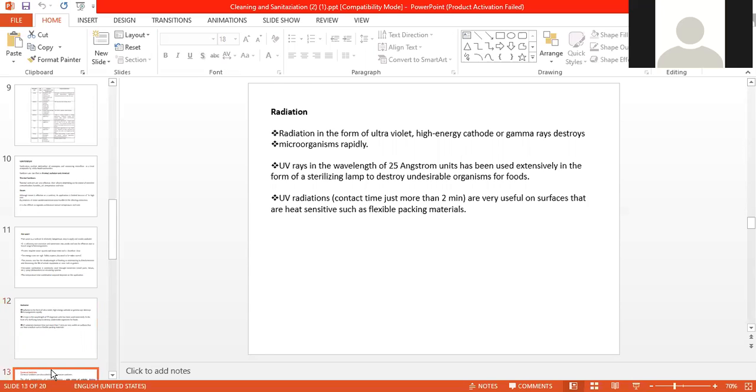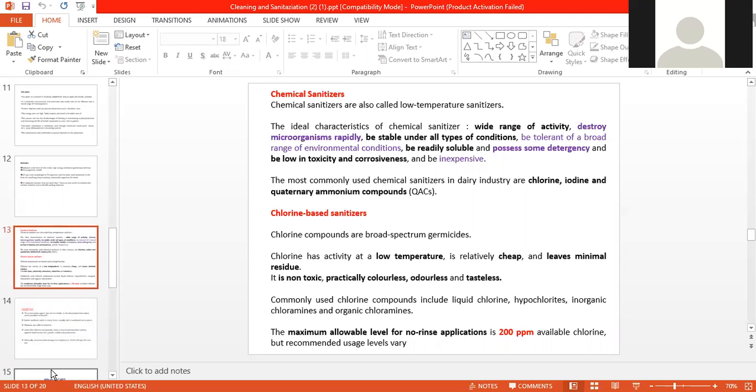So we sterilize packaging films, packaging material, or cardboard boxes by means of UV radiation. Now, chemical sanitation: we use a very wide range of chemical sanitizers available in the industry, that is chlorine, iodine, and quaternary ammonium compounds. Chlorine-based sanitizers are still used even in the COVID situation. Chlorine is used to sanitize the environment and the home, and it is very effective because it has better bactericidal properties, against other germs also.